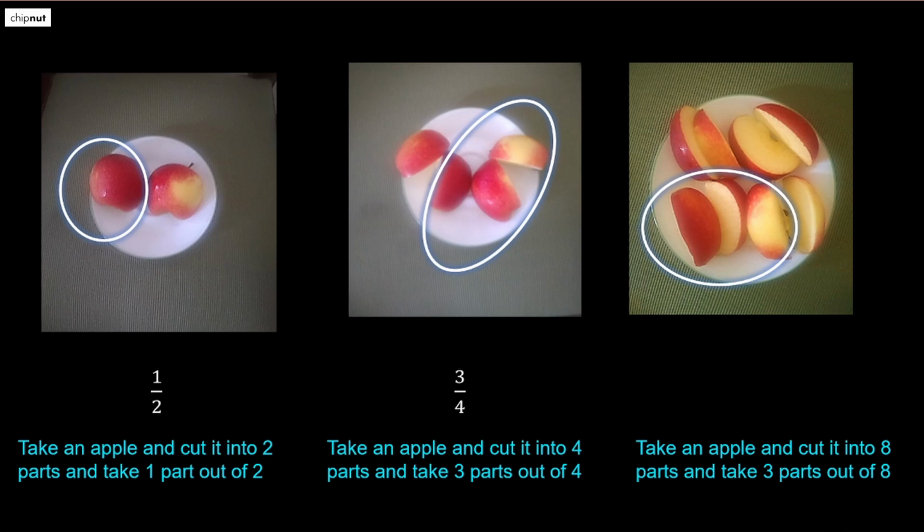If we cut it into 8 parts and take 3 out of that, then all these fractions are unlike fractions because their denominators are different. In these two places, the numerators are the same, but we cannot call them like fractions because their denominators are different. These are unlike fractions.